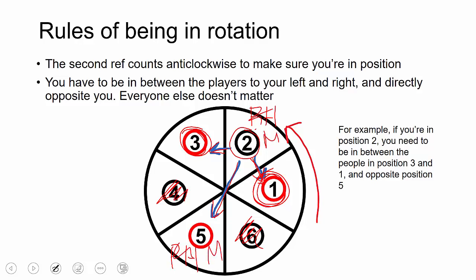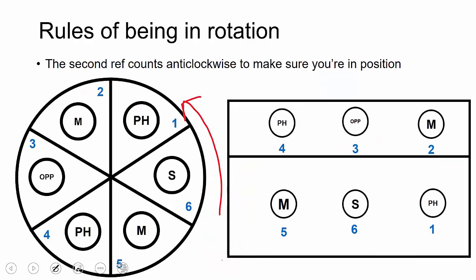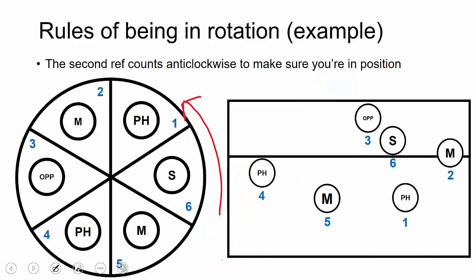Okay, so that was the general gist of what we did last time, and we looked at an example where we've got the setter here in position 6, and we saw how they are in rotation because they're in between position 5 and position 1, so the middle and the pass hitter. That's all we care about. The only people we care about are who is in position 1 and 5, so the people to the left and the right. We don't even need to worry about the other middle here, or the opposite as well. It's just as long as the setter is in between the middle and the pass hitter, in this kind of gap here.